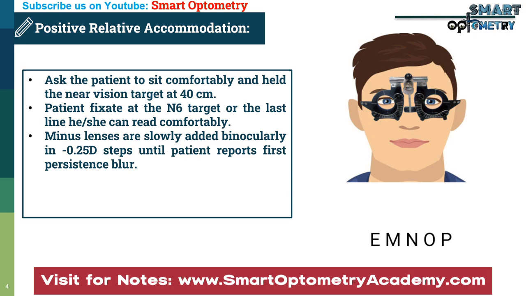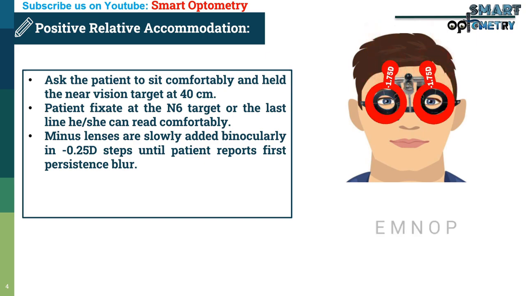Here for this patient we have added minus 0.25 binocularly and the patient is seeing the near target clearly. So we have to increase in minus 0.25 diopter steps. So let's add minus 0.5 diopter. Still the patient is seeing clear. Let's add more. With minus 0.75 still clear, let's add more. With minus 1 still clear, let's add more. With minus 1.25 still clear, let's add more. With minus 1.5 still clear, let's add more. Finally, with minus 1.75, the patient is saying that there is a persistent blur.